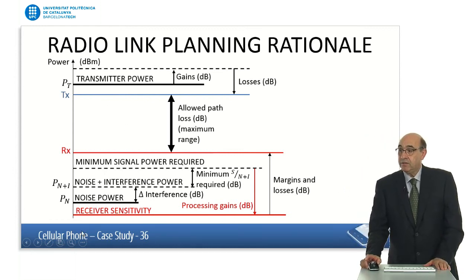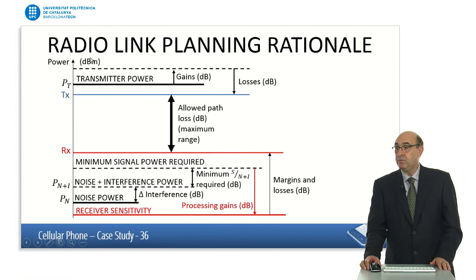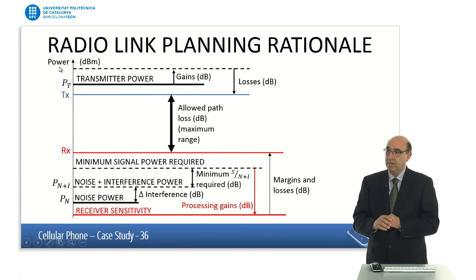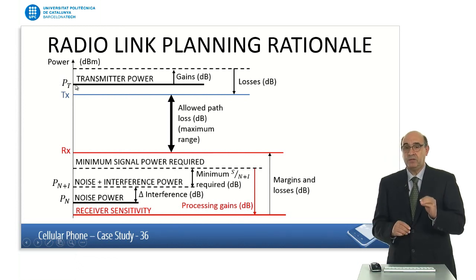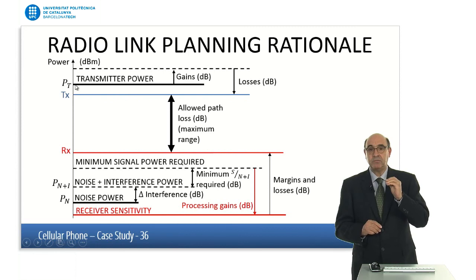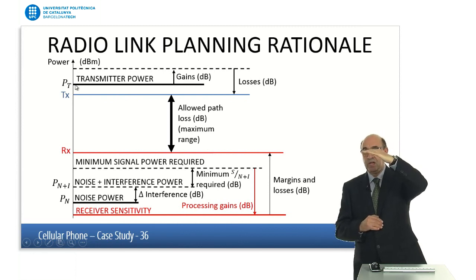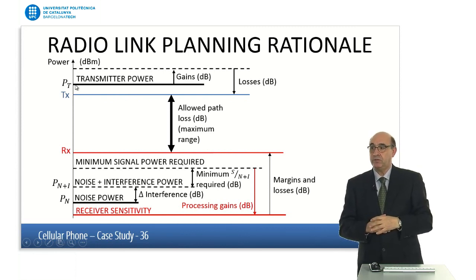We have here one axis that is the power axis. It could be absolute power or it could be dBm, whatever you want to use. So this is just the power level we are considering. And we start with the transmitter. On the transmitter side, the first parameter that is important is the power that we are transmitting. So this is just our power level in transmission.